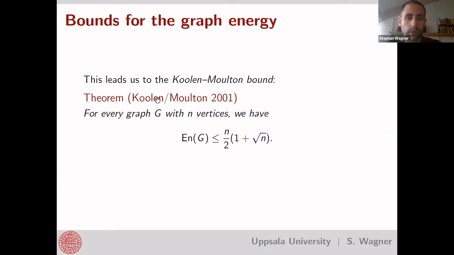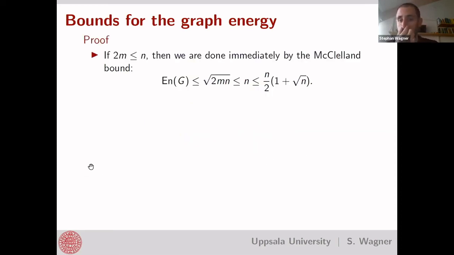So what did Koolen-Moulton prove? They proved an upper bound that's valid for every graph with n vertices. So this is now a bound in terms of the number of vertices. It's quite simple. It's n over 2 times (1 plus root n). So this is proven in 2 steps.